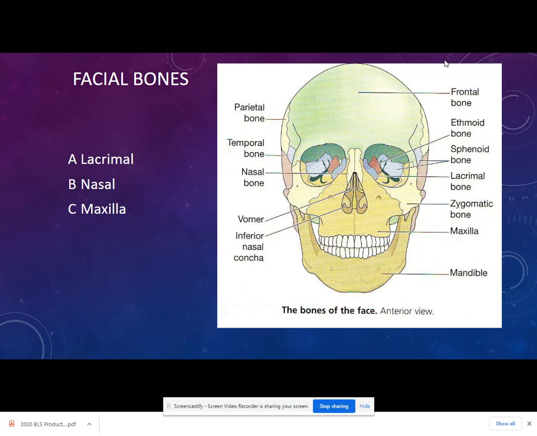Maxilla is the top part of your jaw. Zygomatic is your cheek. Mandible is your jawbone. There's a body and an angle. When we say the angle of the mandible, that's the corner of our jaw. And the ramus is what goes up into our TMJ, so our temporomandibular joint. Okay, not ligament, I apologize.